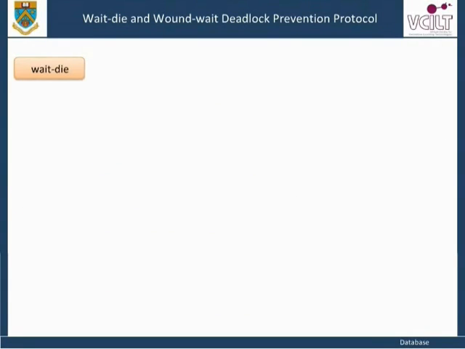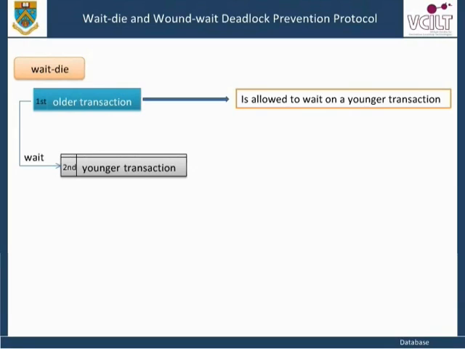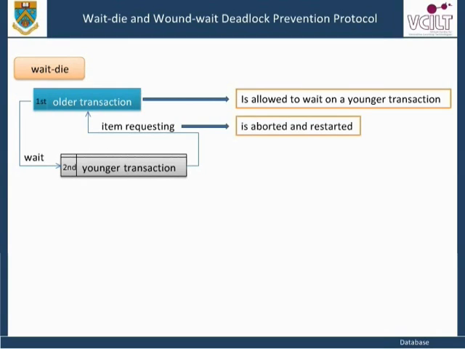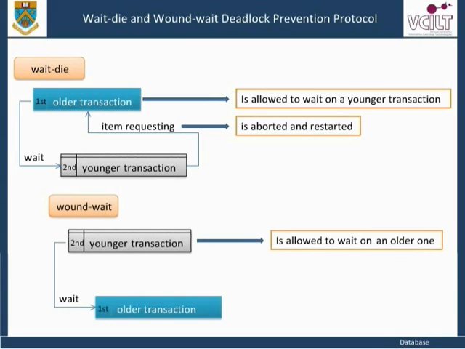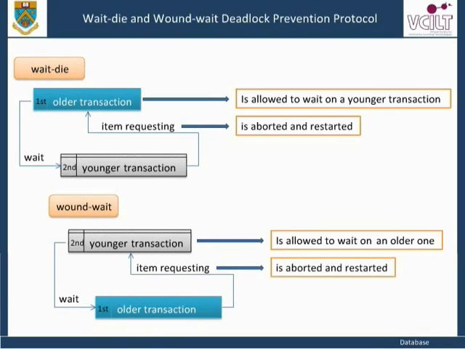Moreover, in wait-die, an older transaction is allowed to wait on a younger transaction, whereas a younger transaction requesting an item held by an older transaction is aborted and restarted. The wound-wait approach does the opposite. A younger transaction is allowed to wait on an older one, whereas an older transaction requesting an item held by a younger transaction preempts the younger transaction by aborting it.